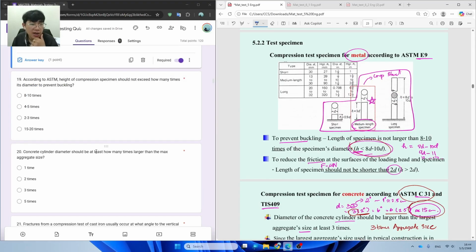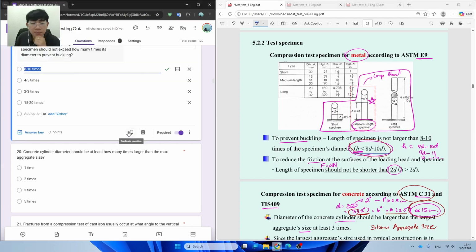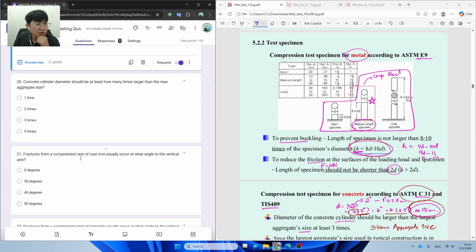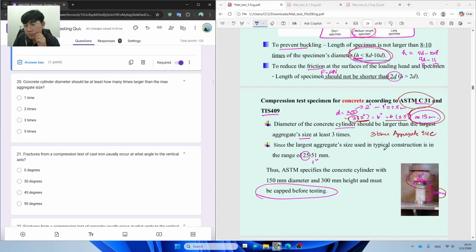And then if they ask, how to prevent the buckling of the section? You guys need to have the height of the sample be between or smaller than 8 to 10 times its diameter. So it's going to be 8 to 10 times according to the quiz. And for question 20, the concrete cylinder's diameter is supposed to be at least how many times larger than the maximum aggregate?